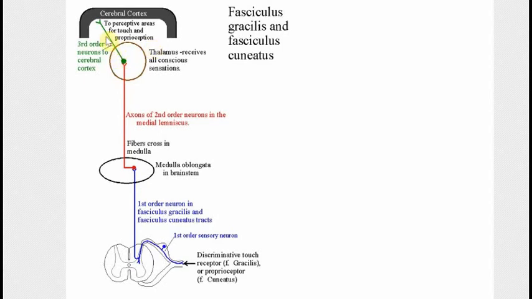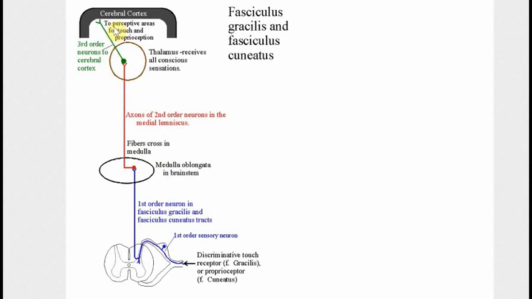So just to recap, the posterior column is for conscious proprioception and also for fine touch. There are three order neurons. The first does not cross. The second does cross, but that is at the medulla. And the third order is from the thalamus to the cerebral cortex.